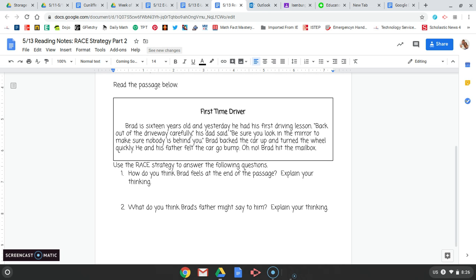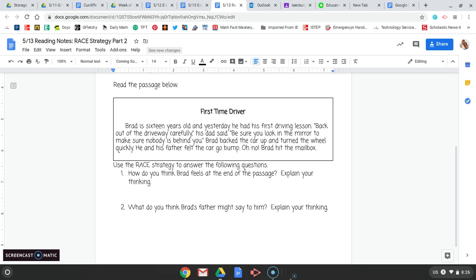So if you're asked to explain, you're going to need to add a third sentence to explain how what you cited in the text matches or fits with the question. Okay, and I'll show you how that's done when we get down to the questions. So we have a tiny little text today called First Time Driver. So we're going to read the text and then we'll answer the questions.